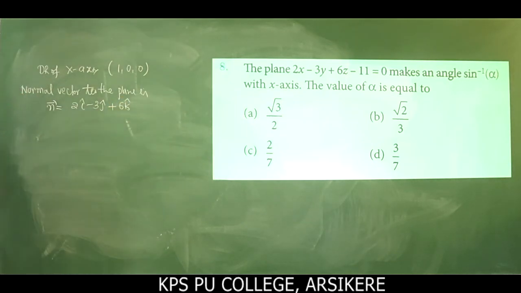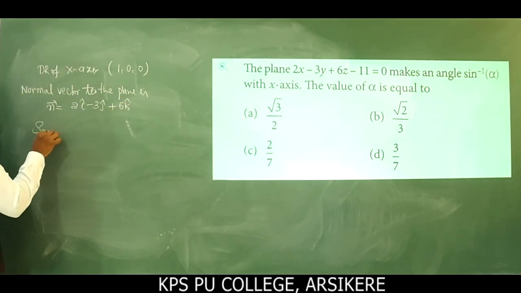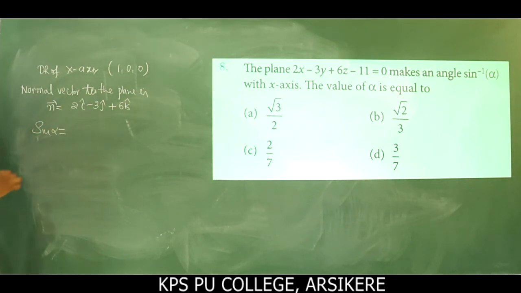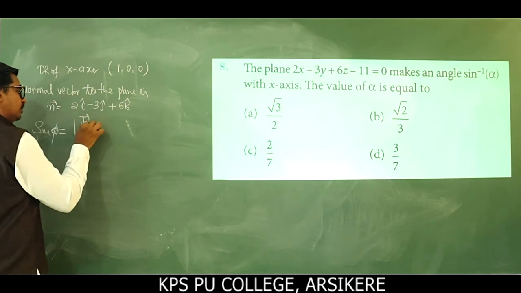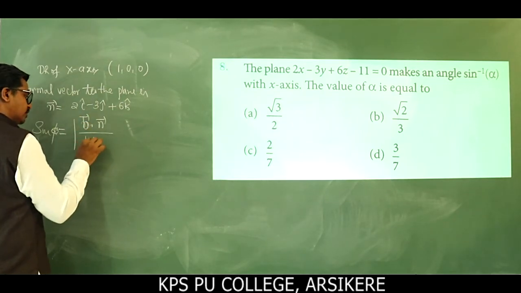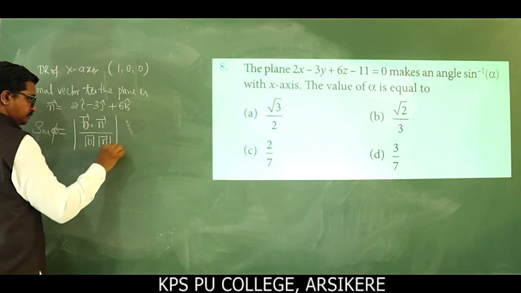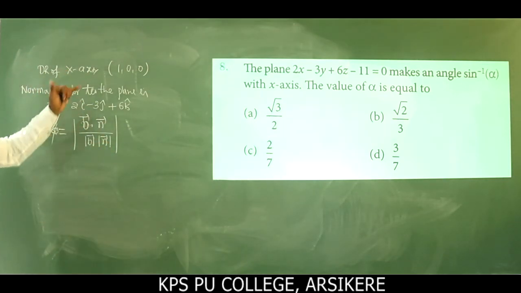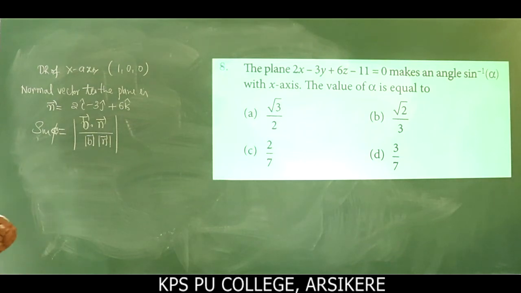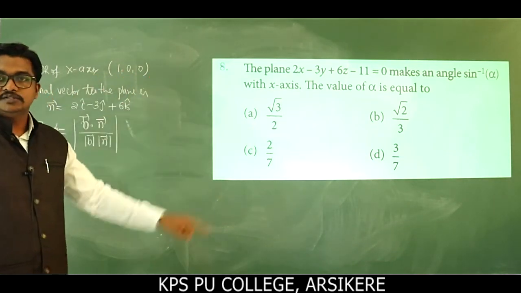This is the normal vector. So we have the formula: sin of the angle between the line and plane will be vector b dot vector n divided by mod of vector b into mod of vector n, right? Here b is the vector parallel to the line. Here we have the x-axis 1, 0, 0, so the direction ratios and the parallel vector becomes i cap plus 0 j cap plus 0 k cap.